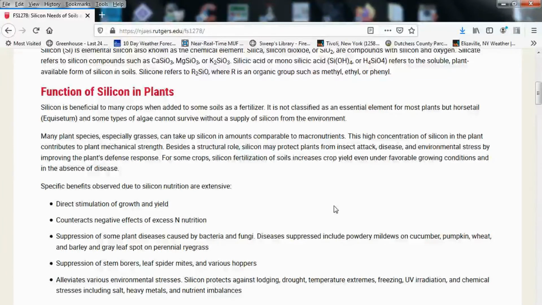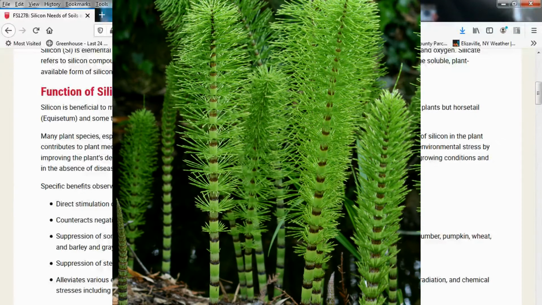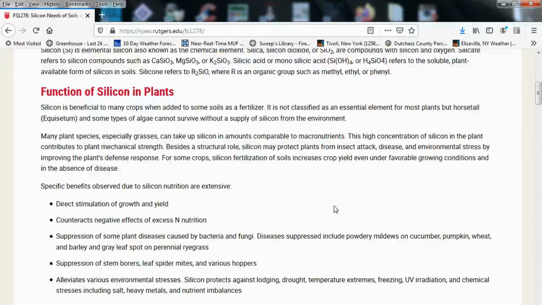Silicon is beneficial to many crops when added to some soils as a fertilizer. It is not classified as an essential element for most plants, but horsetail, equisetum, and some types of algae cannot survive without a supply of silicon from the environment. Many plant species, especially grasses, can take up silicon in amounts comparable to macronutrients. This high concentration of silicon in the plant contributes to plant mechanical strength.